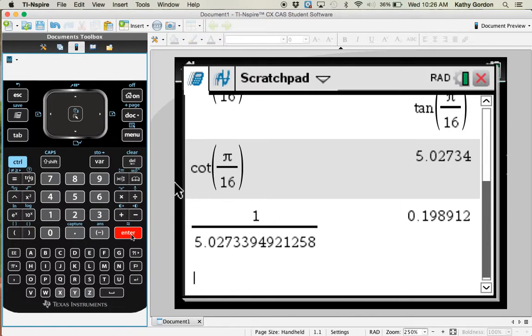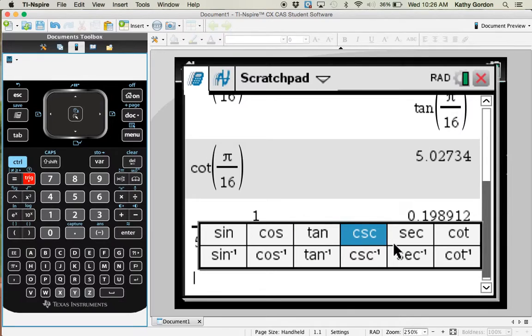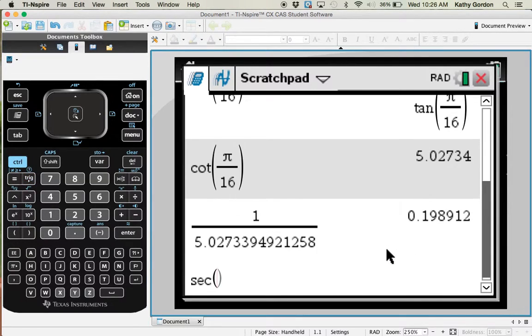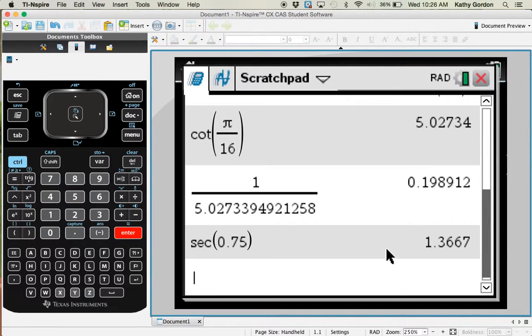It's all about the degree sign. Okay, the degree sign in number 10 tells me we're talking about degree angles. But not having the degree sign in number 12 tells me that these are actually radians. So I'm going to stay in my radian form. I'm going to go to trig and pick secant for the first one. Yep, secant. 0.75. Enter. We got 1.3667. Sounds better. 1.3667 for secant.